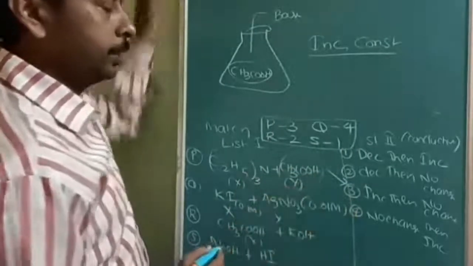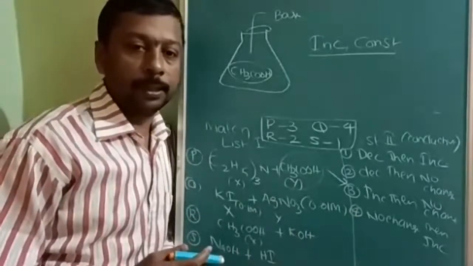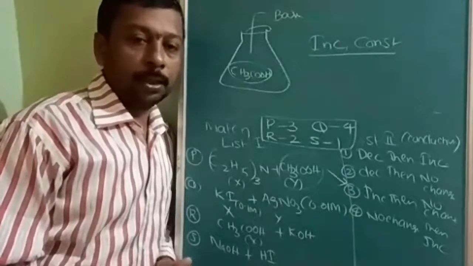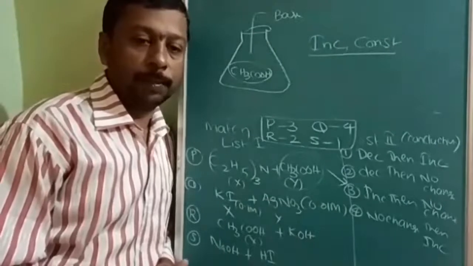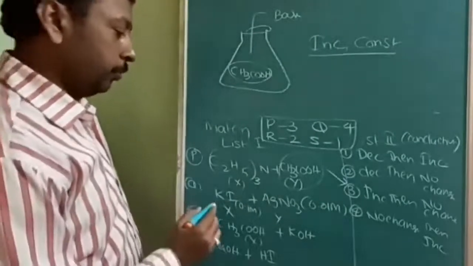Why is the P answer 3? Is it understood? First it increases due to conversion of weak acid into salt. Then constant, because earlier also weak acid, now weak base. So there won't be much change. So P is 3. Then Q is 4.